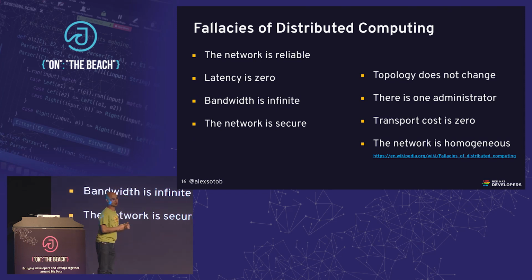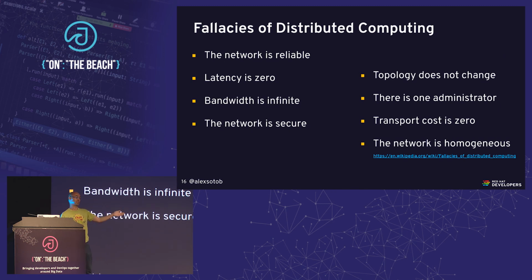There are some fallacies of distributed computing. The first one is that the network is reliable. We are assuming that the network is always there. We assume that latency is 0, that we can make a request and immediately get a response. We think that bandwidth is infinite, that we can send whatever we want, gigabytes, over the network. The network is secure. Nobody can break our network, right?